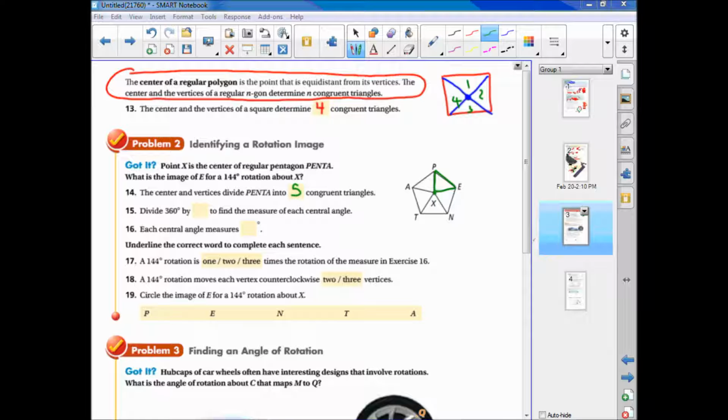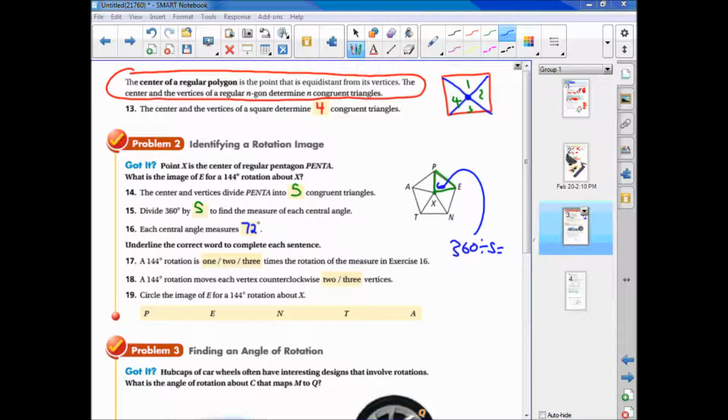If you divide 360 by 5, you can find the measure of a central angle. And a central angle is one of these guys right here. So in this case, 360 divided by 5 would be its measure. Each central angle here would measure 72 degrees, because if you divide 360 by 5, you get 72.